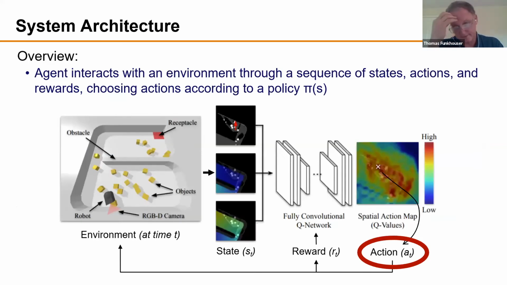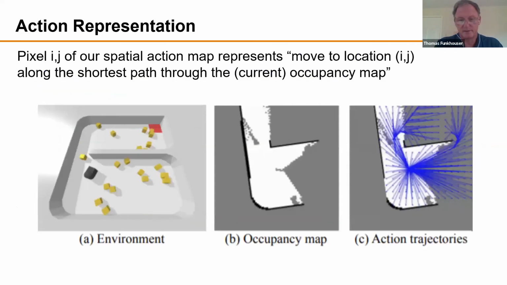Okay, so that was the state. Now we're going to talk about our action representation. I already said that in this system, we're going to use actions that are represented as an image, or a pixel-wise map. The result of choosing an action in any pixel is to move to the location in world space that is represented by that ij pixel. Specifically, we're going to move along shortest paths through the current occupancy map.